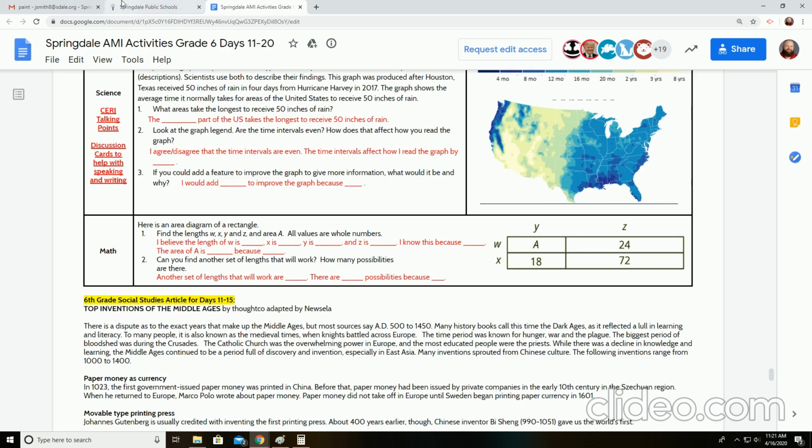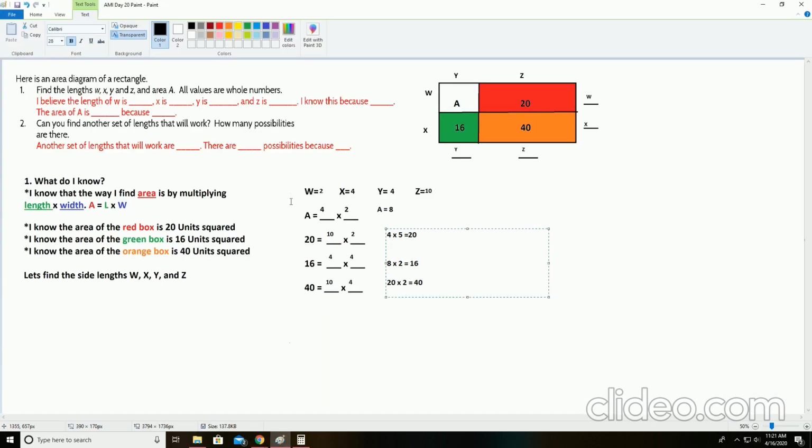All right. I hope this video has been helpful. Let me go back to my sheet here. I've shown you how I found W, X, Y, and Z just through experimenting with the numbers and trying to find multiples that I could use to combine to create the area of 20, 16, and 40. And I showed you some alternate ways to also create that for answering number 2. All right. If you will just keep these things in mind when you're solving the activities for day 20.